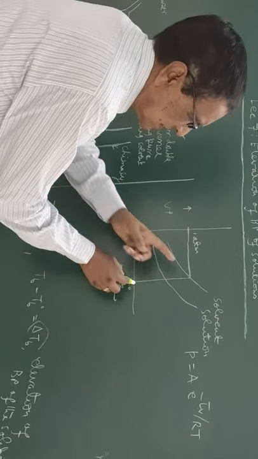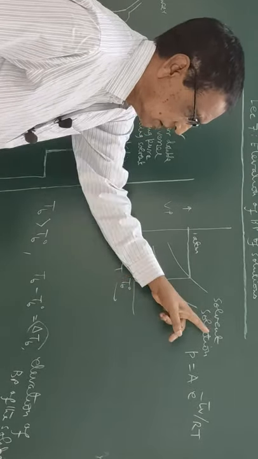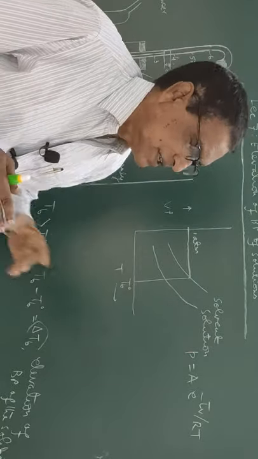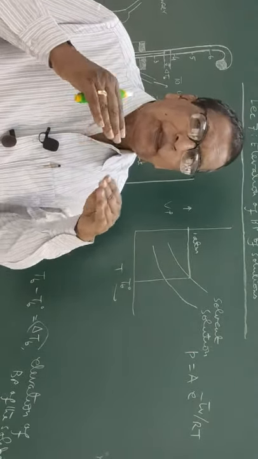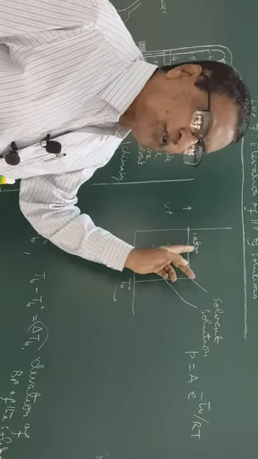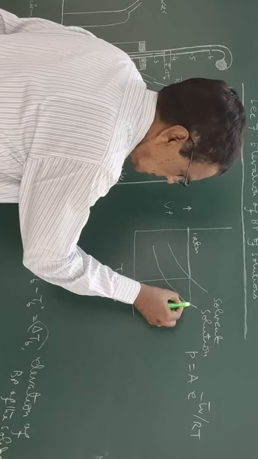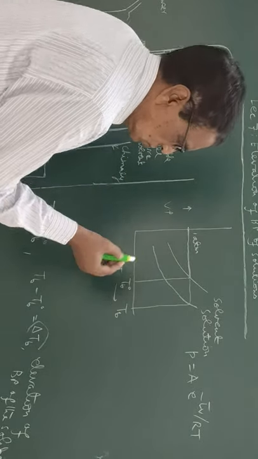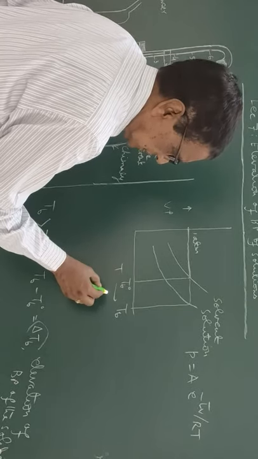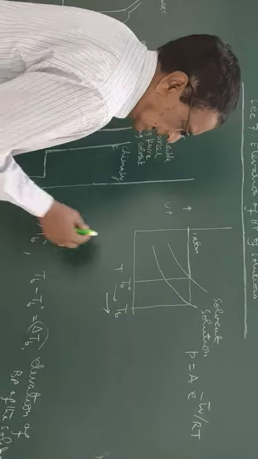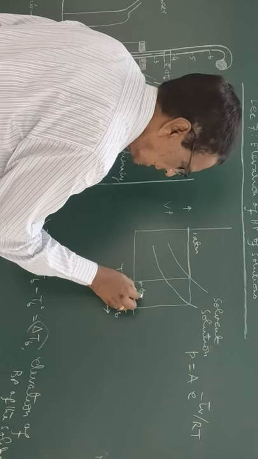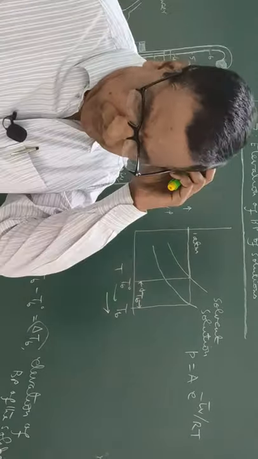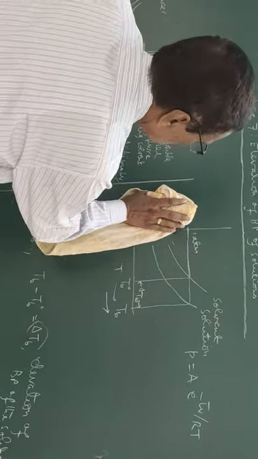But at this temperature, this solution will not boil. The vapor pressure of this solution is much less than one atmosphere. So in order to boil this solution, the temperature has to be increased so that the vapor pressure again becomes equal to one atmosphere. This one is the TB, and this is the boiling point of the solution. So the boiling point of the solution is increased, elevated, and this is called delta TB, the elevation of boiling point.